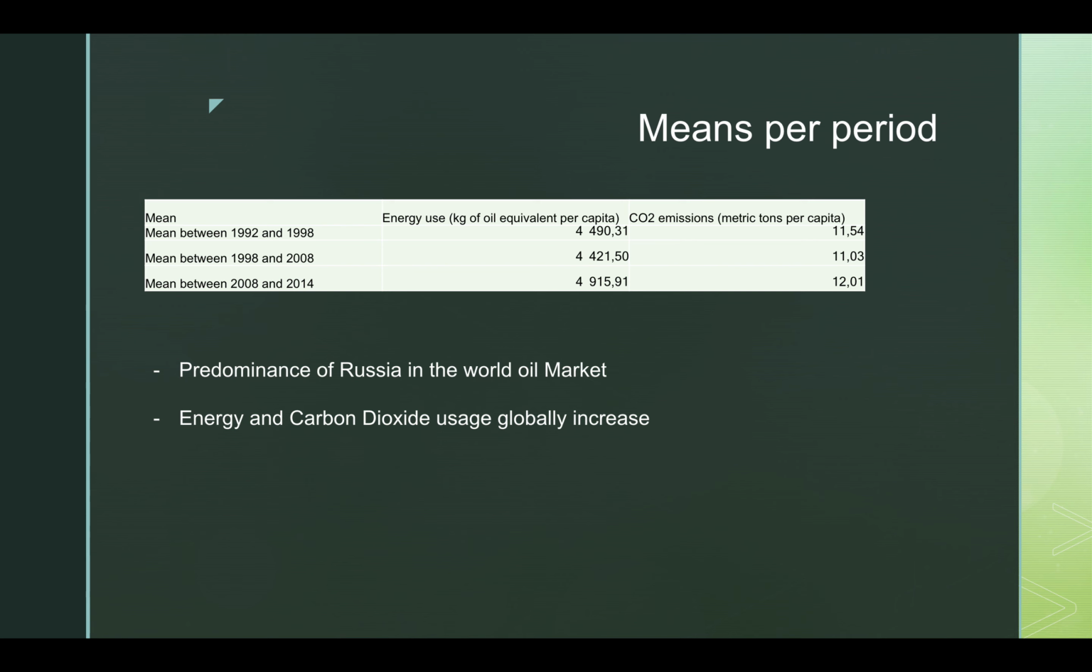Finally, we performed means per period to analyze the evolution that will be discussed in the historical analysis. However, it's important to keep in mind the predominance of Russia in the world oil market, and that energy and CO2 usage globally increased over the period.